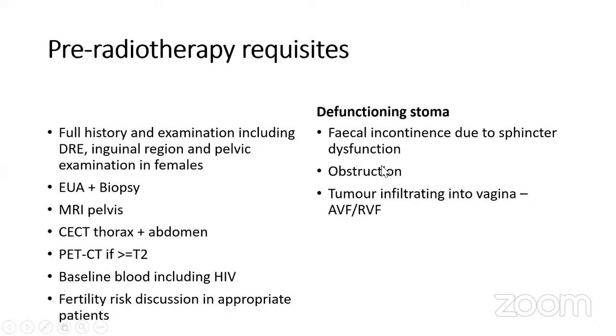Before taking the patient for radiotherapy, we need to assess these three things. Make sure that the patient is not in obstruction, the patient doesn't have fecal incontinence, and the patient doesn't have a fistula. If any of these three things are there, a defunctioning stoma should be done prior to planning the patient for radiotherapy. Then, as I said earlier, consent is very important after explaining the acute and the late complications of treatment.